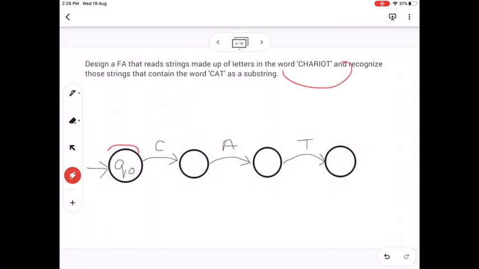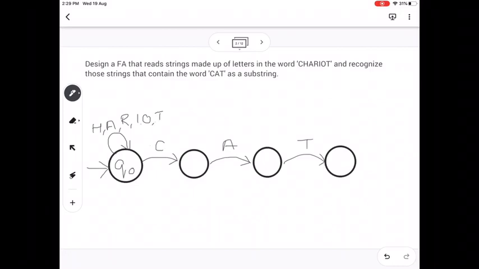Okay. So, at Q0 we have done with C. Now, which are the alphabets left? HARIOT. So, for all these characters we will remain in the same state because we are waiting for C to come. So, once we get C, we are going further. For all other characters we remain in the same state, that is for characters HARIOT.